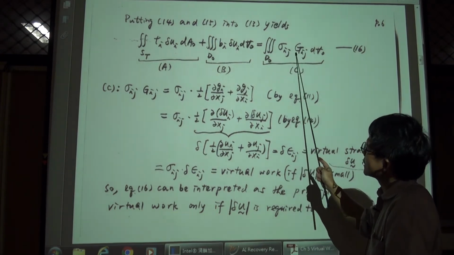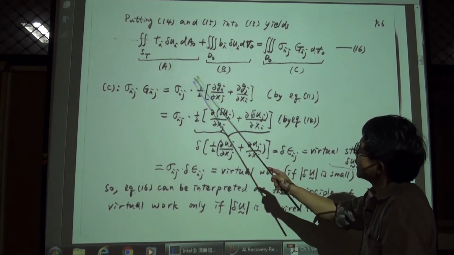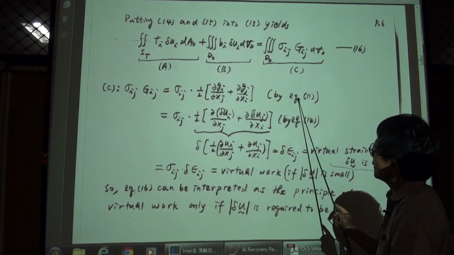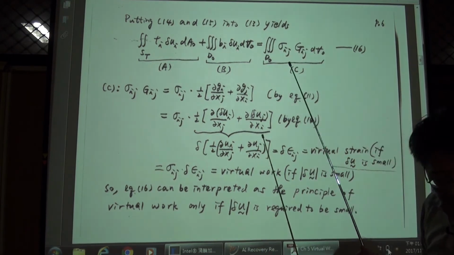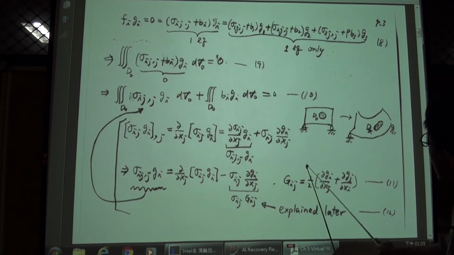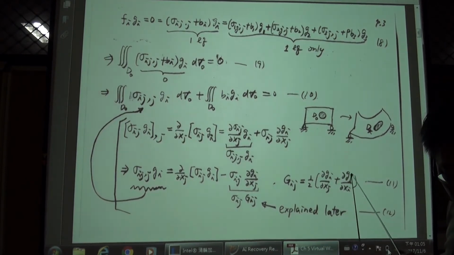Let me discuss this part here. See, sigma ij delta epsilon ij is this by definition. We mentioned this before.